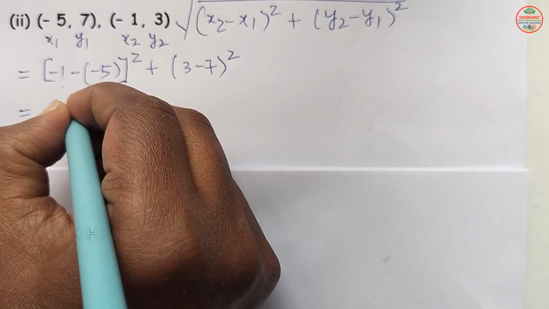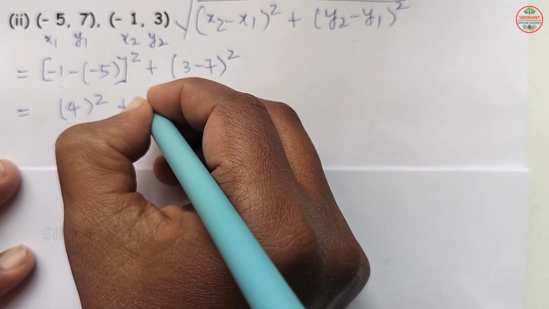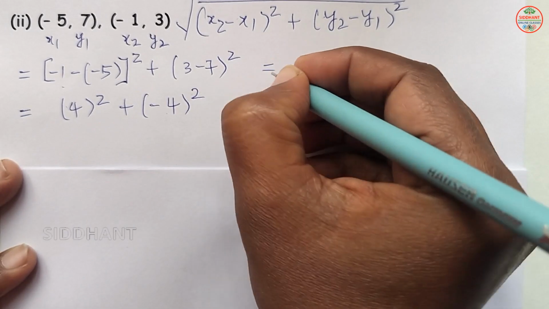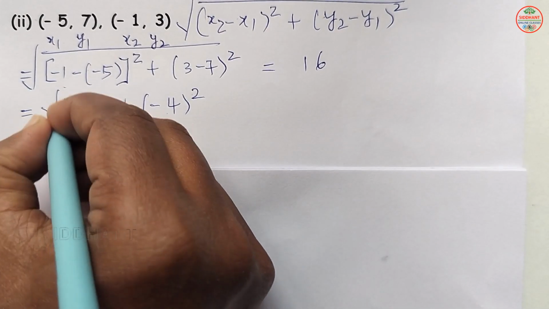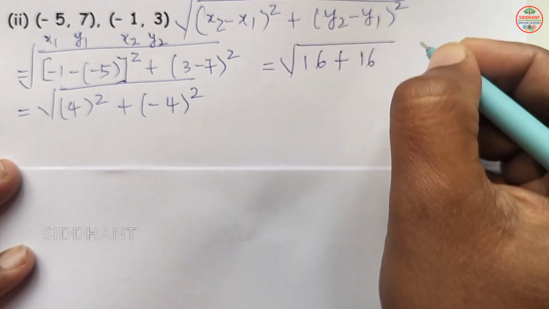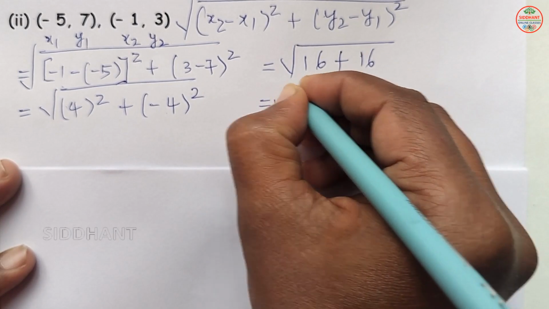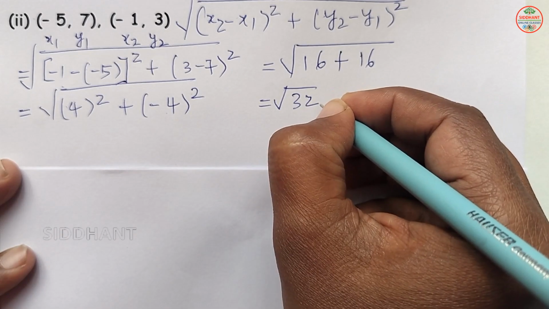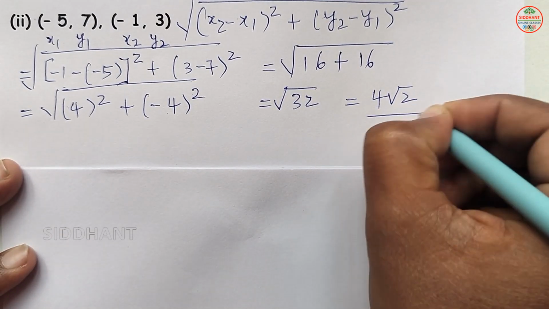So that will be 4 whole square plus 3 minus 7, which will be minus 4 whole square. So 4 square is 16, under the square root, 16 plus 16, square root. So that will be 32. The square root of 32 is the square root of 16 into 2, so the square root of 16 is 4, giving 4 root 2 here.